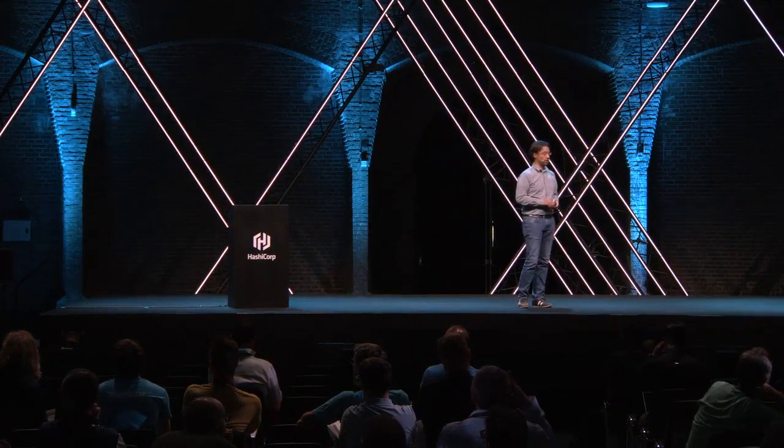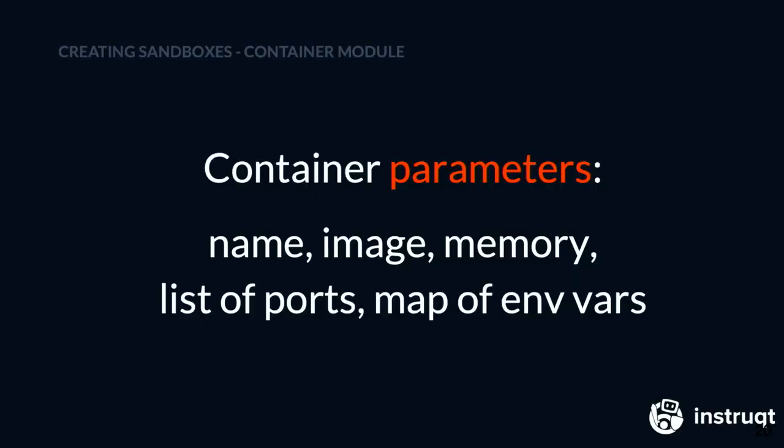And to give you an example of what's required for a container, these are typically the parameters that you want. We want to give it a name, which is also used as the host name, which image you want to use, so it can be a Docker Hub image, can be something from a private registry, how much memory does it need, a list of ports to expose, and also a map of environment variables that are available.